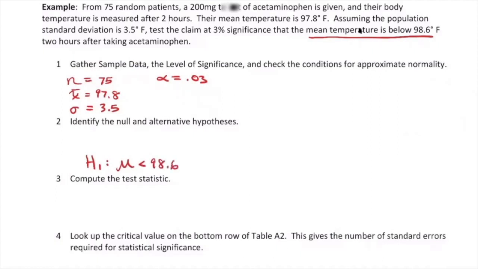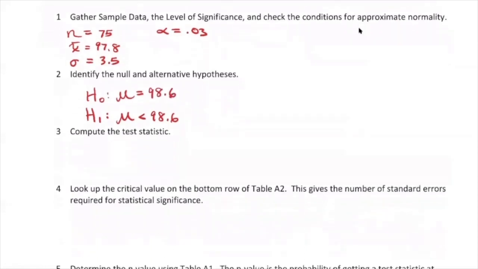Regardless, they're saying the mean is less than 98.6. So let's take our alternative hypothesis and say the mean, which is mu, is less than 98.6. Generally, I always do the alternative first, because that's usually what they claim, and then for the null hypothesis, we have to assume it's equal. That's what we're comparing to, and we use it for our z-score that we compute next.